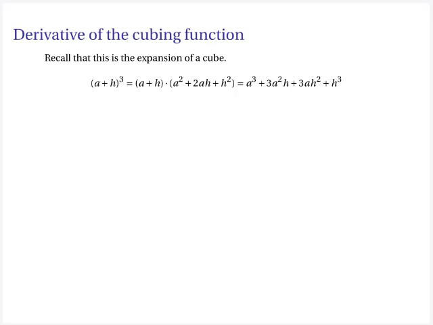Cubes. A person might need some reminding about how you cube, so I expanded it here. You cube by first multiplying out two of the terms, squaring, and then finally multiplying in the third, and you get this pattern here. The a's go power 3, power 2, power 1, and no a at all. The h's go no h, 1 h, 2 h's, 3 h's.